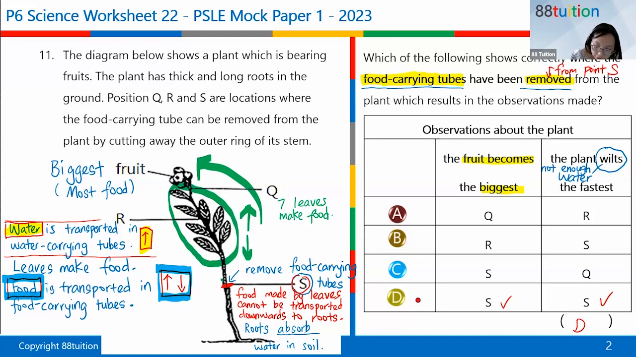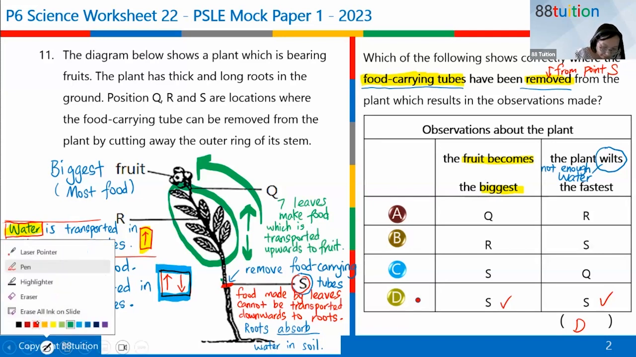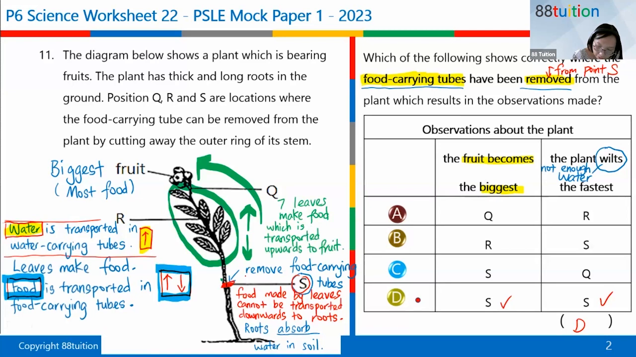So the 7 leaves make food, and all this food which is accumulated is transported only upwards to the fruit on top. So the fruit will become bigger. Because I removed the food carrying tubes here, this direction is crossed out. The food cannot go downwards. It cannot go down beyond this part.